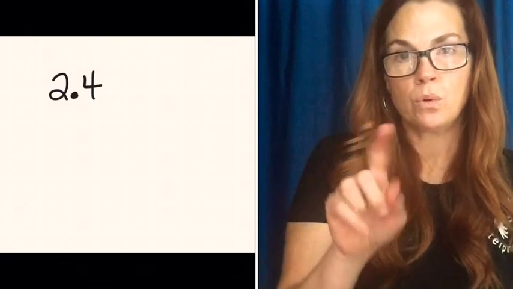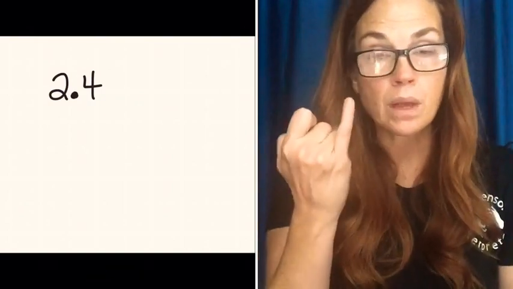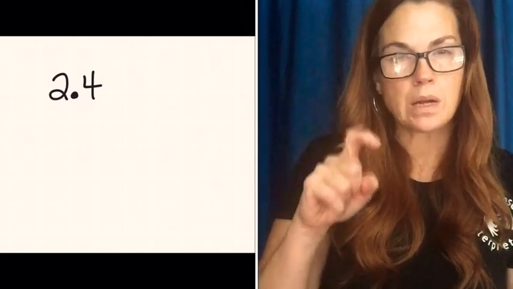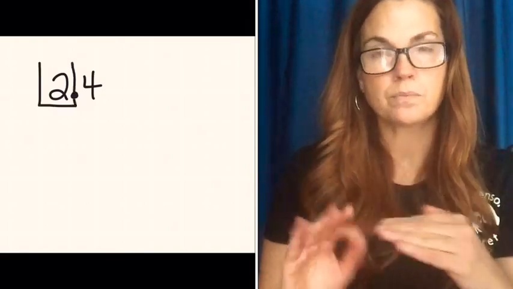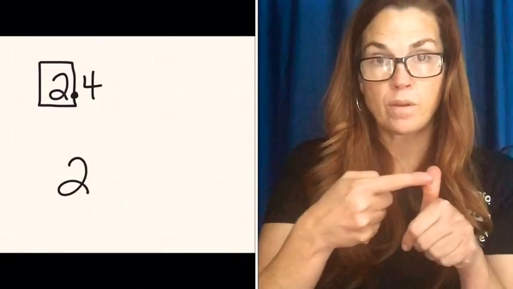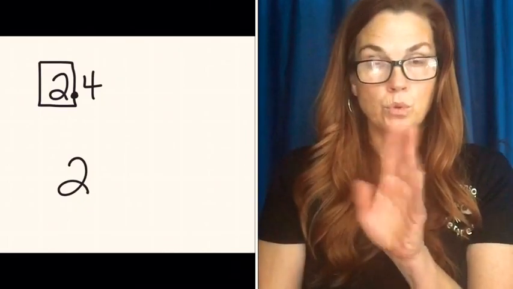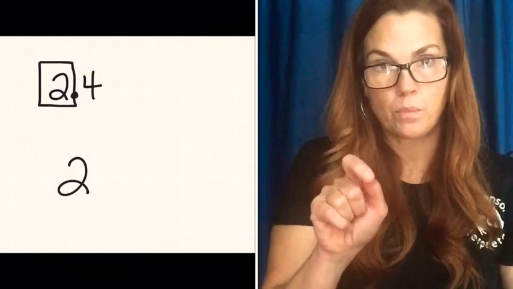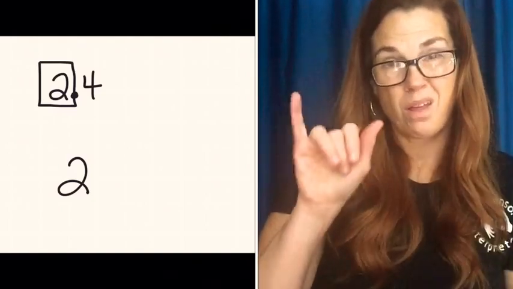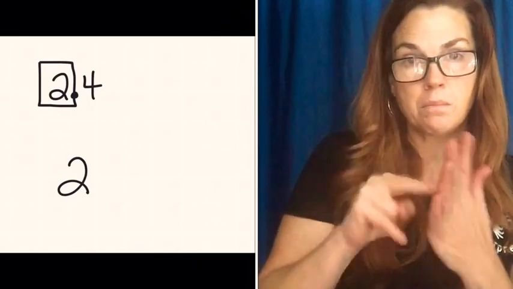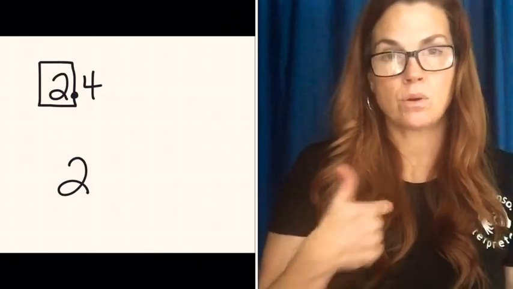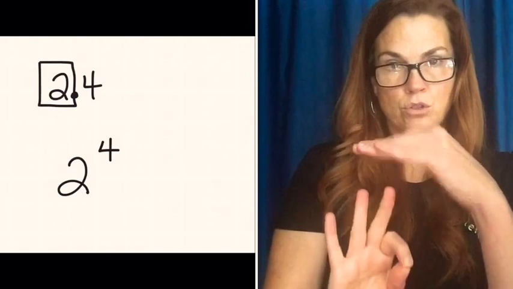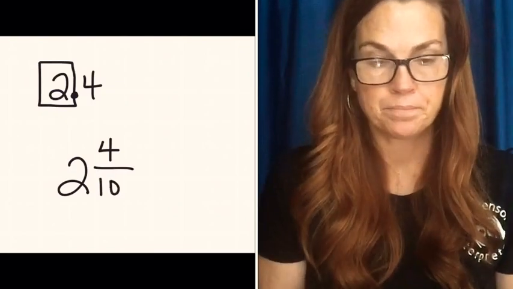Now, what if I had a decimal that included a whole number? Say, for example, I had 2.4. Now, if I had 2.4 and I wanted to find its fraction equivalent, the first thing I would do is take the whole number 2 and set it to the side. And now I would focus only on the decimal. That decimal of 0.4 is 4/10. So I'm going to write that decimal as a fraction: 4 over its place value of 10.